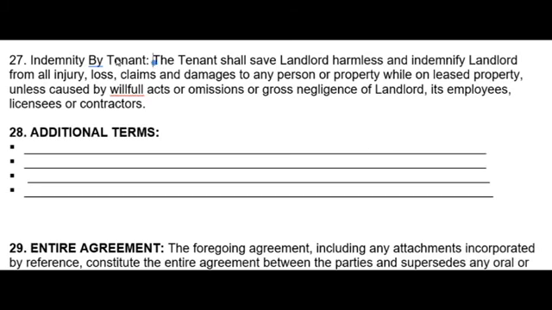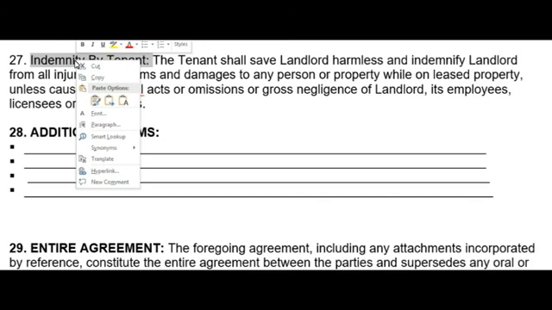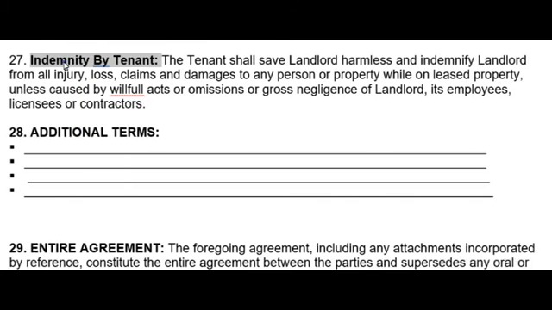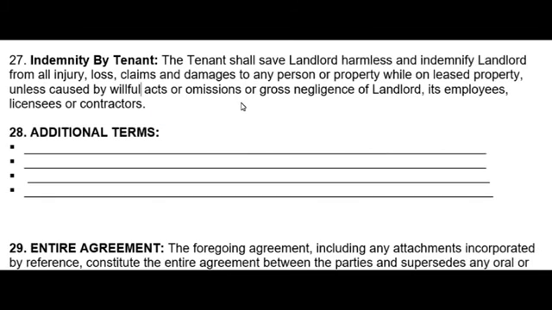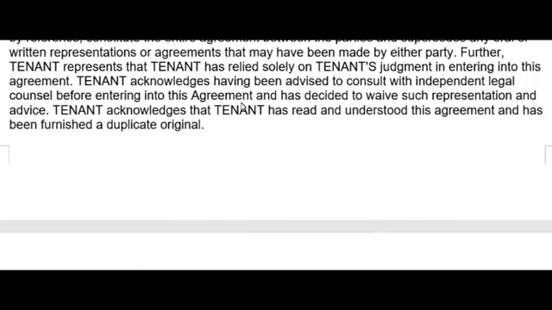And then we have 27. Indemnity by tenant. The tenant shall save the landlord harmless and indemnify the landlord from all injury, loss, claims, and damages to any person or property while on the leased property, unless caused by willful acts or omissions or gross negligence of the landlord, its employees, licensees, or contractors. 28. Additional terms. 29. Entire agreement.